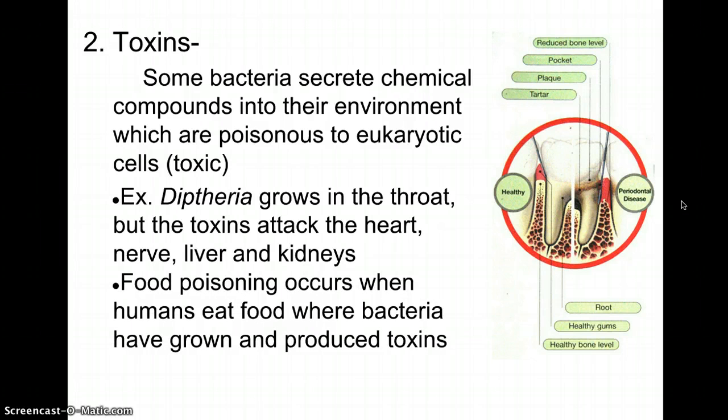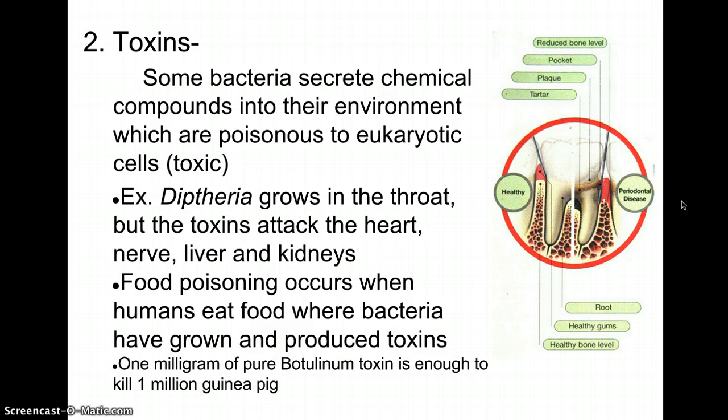Another example is food poisoning. Food poisoning happens when bacteria have grown and produced toxins in our food, and then we eat that food. As a startling example, some of you are probably familiar with botulism, which is caused by the botulinum toxin. One milligram of pure botulinum toxin is enough to kill 1 million guinea pigs. One milligram is a really small amount, so it doesn't take much of this toxin to poison someone or a guinea pig or whatever. This is a naturally occurring toxin, and we'll talk about protecting food a little bit later.